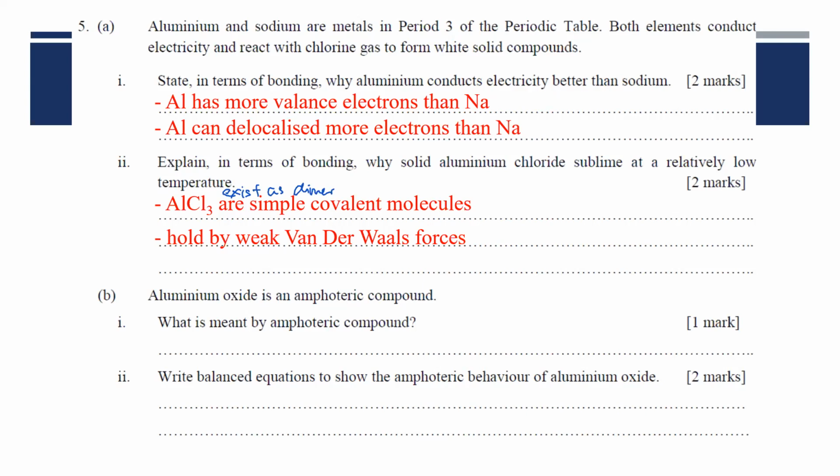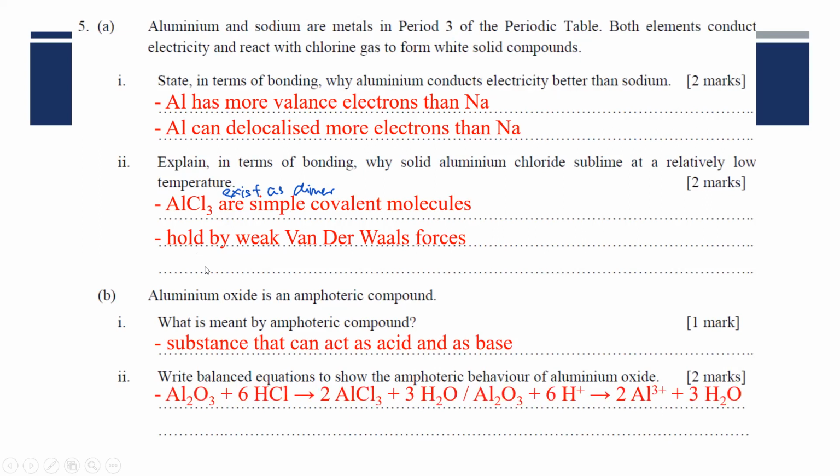Okay, so that is 5A, and then 5B, aluminium oxide is an amphoteric oxide. So what is meant by amphoteric compound? Amphoteric compounds are substances that can act as an acid as well as a base, very straightforward. And then, write a balanced equation to show the amphoteric behavior of aluminium oxide. So you have to write the equation. For example, Al2O3 plus 6HCl gives 2AlCl3 plus 3H2O.